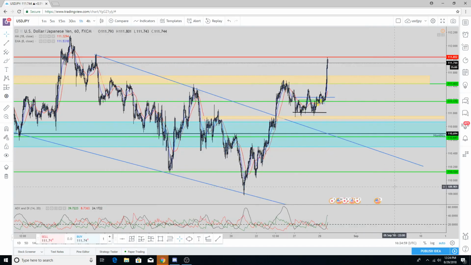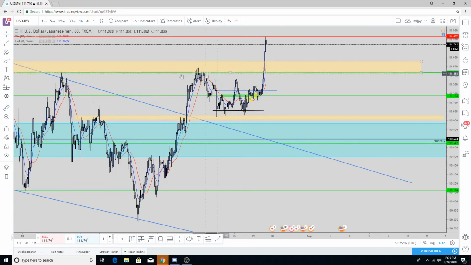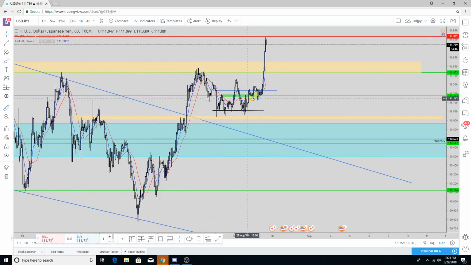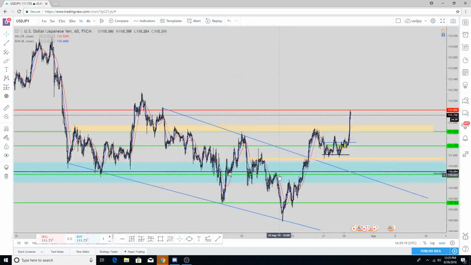Alright, so really quickly I'm going to be going over how I caught these nice little moves on UJ. Here I ended up catching 20 pips on this move. I also ended up catching the overall move of 60-ish pips. So real quick, I'm going to break it down.